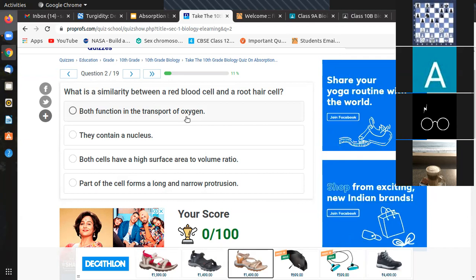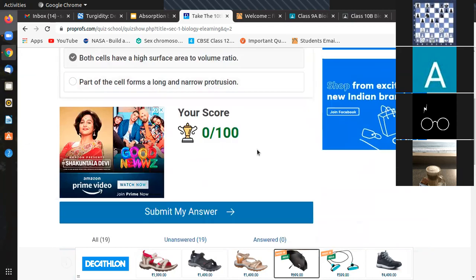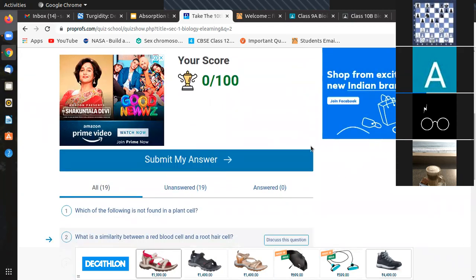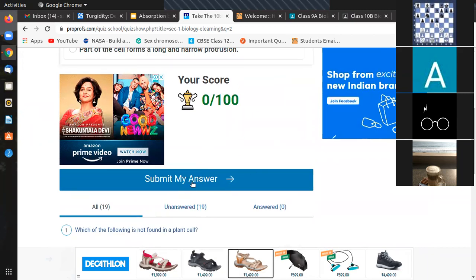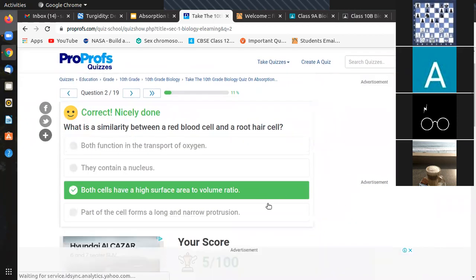So, surface area to volume ratio. Yes, of course, because that's most conducive to their work. And this is what we had seen in the characteristics of the root. The surface area was one of the characteristics of the root hair, right? So the third option is the right one. Click on it. I don't know if it says correct, submit my answer. No, but that will go to the end. What is this? Yeah, it's correct.